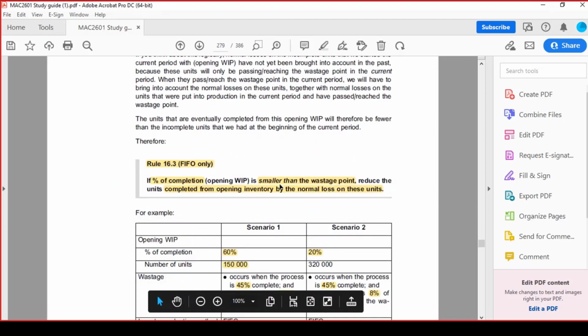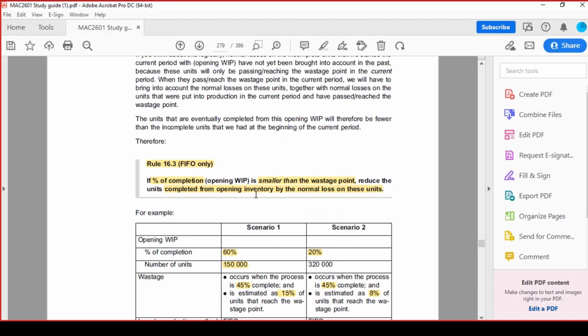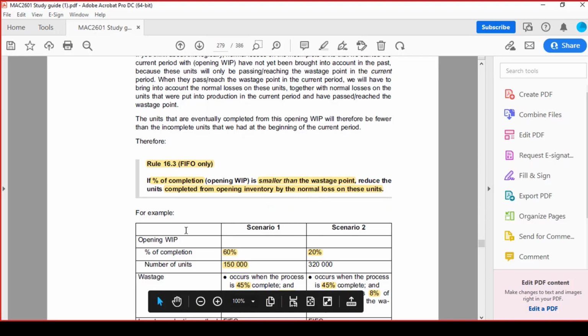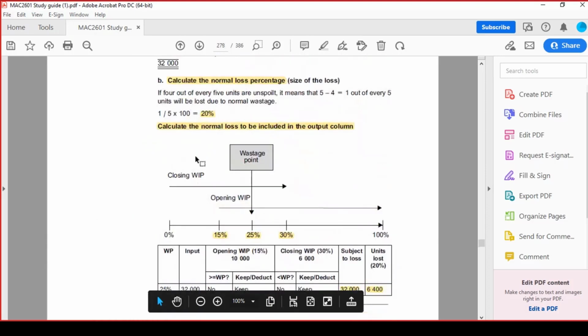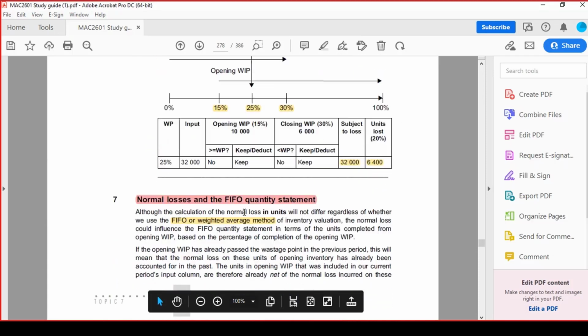Now I want us to go back to this rule that speaks to opening inventory that will be split. Under your output column, I did say that first in first out says split between opening inventory and what you completed this month. Now this part, don't confuse it with what we were doing. That one was calculating normal loss for the whole thing.